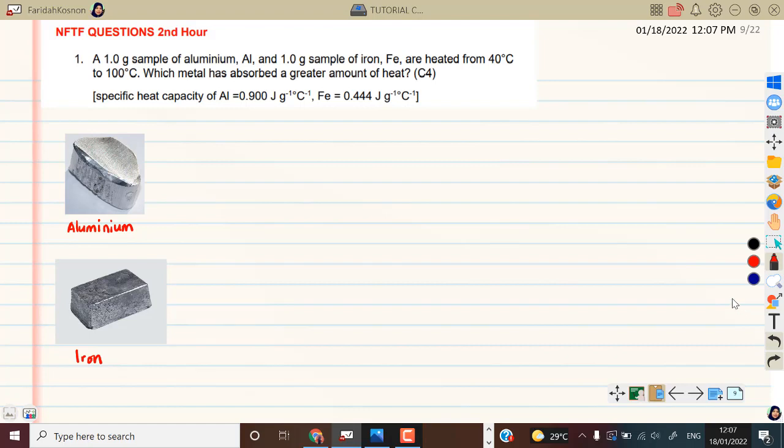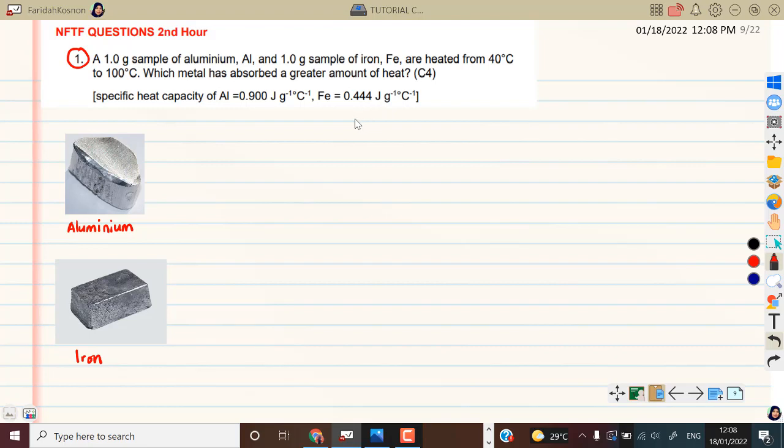Okay, let's start to discuss non-face-to-face questions first. Question number 1. A 1.0 gram sample of aluminium and 1.0 gram of iron are heated from 40 degrees Celsius to 100 degrees Celsius. Which metal has absorbed a greater amount of heat? Alright, so you have two different metals.